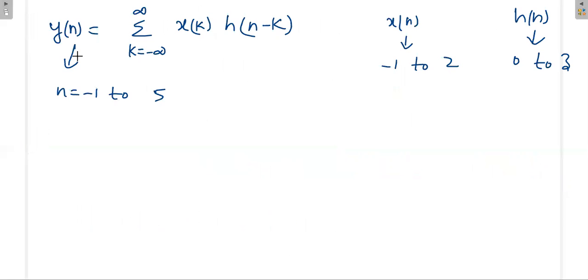That means I know what I have to calculate. First of all, I have to put n equal to -1, then 0, 1, 2, 3, 4, 5. Somehow we are fixing n, because n can go from -1 to 5, but we can calculate one at a time. We can concentrate on y of -1, then y of 0, similarly up to y of 5.